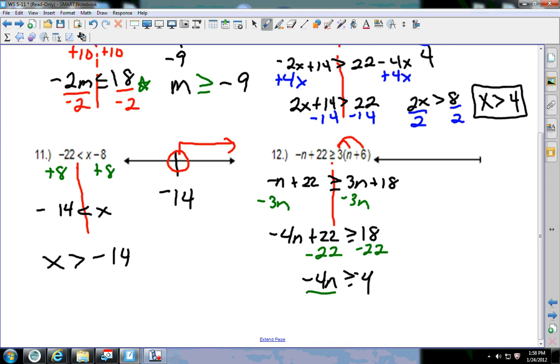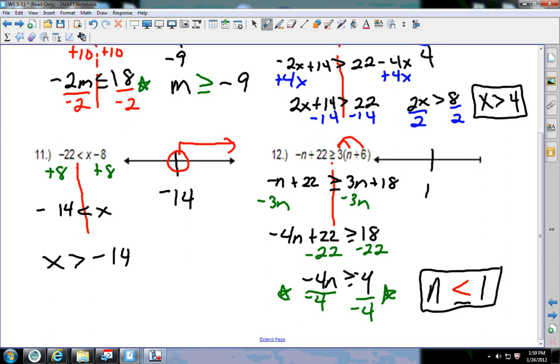I'm now going to divide by negative 4. I divided by a negative. What do you have to do when you divide by a negative? You have to flip this sign. So I get n is less than or equal to 1. So here at 1, I have a closed-in circle, and I shade to the left.